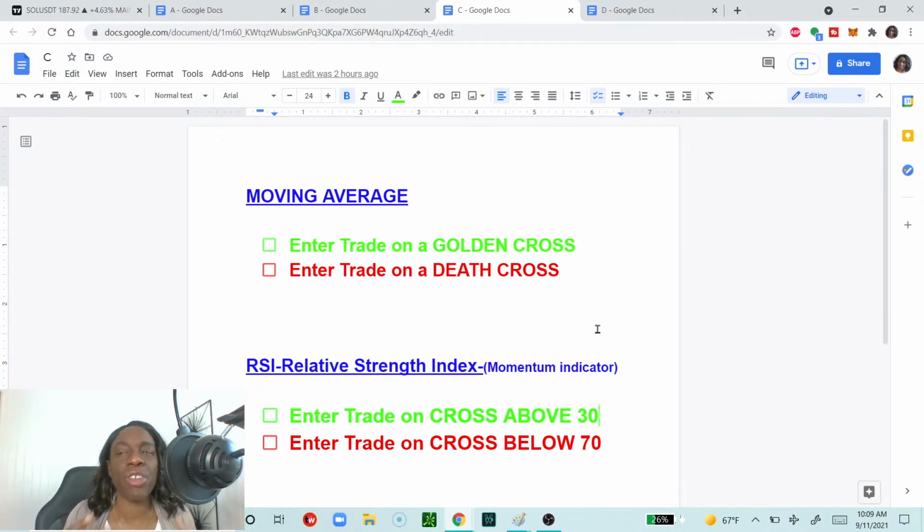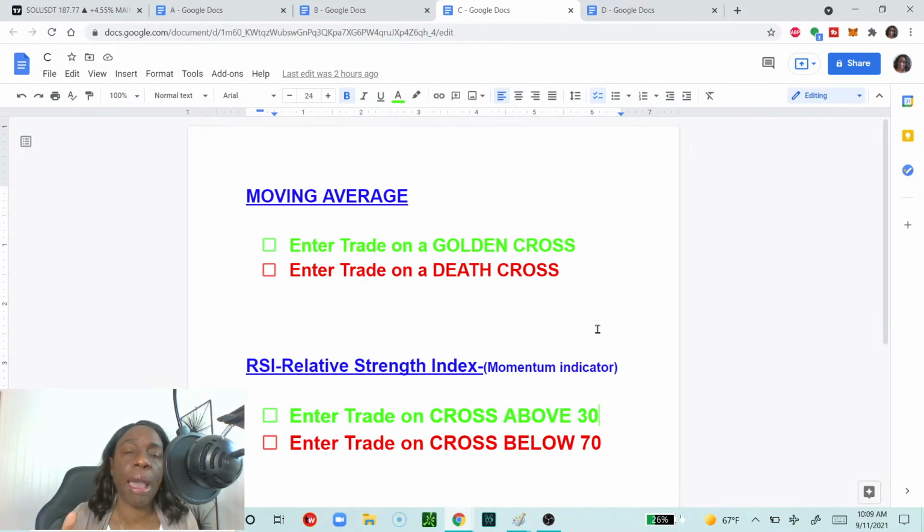So you want to enter into a long position when you have a cross. And here I'm calling it a golden cross because I need to call it something other than a cross. Technically, a golden cross is, I believe, when the 50-day moving average crosses over the 200-day moving average. But a cross is a cross.